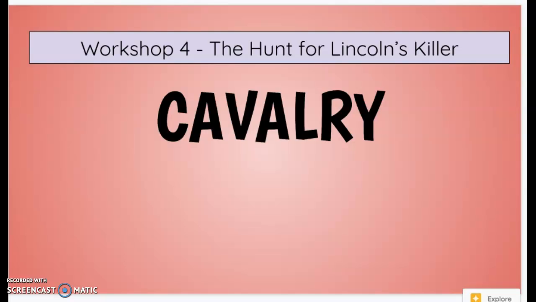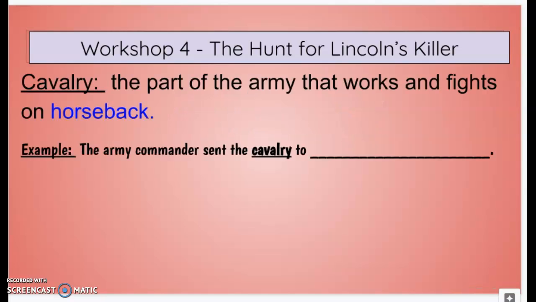Your next word is cavalry. The definition of cavalry is the part of the army that works and fights on horseback. And again, you're going to finish the example. The army commander sent the cavalry to do what?